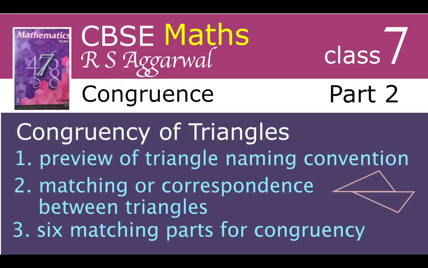This is part 2 video on the chapter Congruence, where I will discuss the congruency of triangles. We will not yet discuss all four conditions required for congruency of triangles, but we will try to understand the naming convention of a triangle, that is, how we name a triangle. Then what are the names of its sides and angles, and then we will understand matching or correspondence between two triangles, and finally the 6 matching parts for congruency of two triangles.